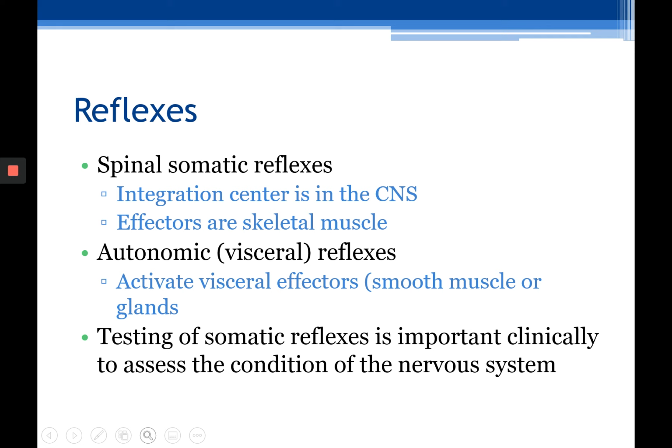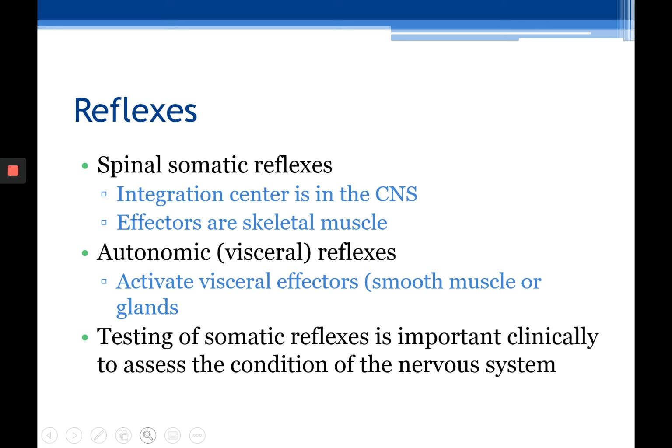And we want to talk just kind of briefly here about spinal somatic reflexes and autonomic or visceral reflexes. So for spinal or somatic reflexes, the integration center is in the central nervous system. For most reflexes, that part of the central nervous system that is the integration center is the spinal cord. And so these effectors for a spinal somatic reflex would be skeletal muscle. Again, soma means body, so it's telling you in the name where the information is coming from and also what we want to act on, which is the body.